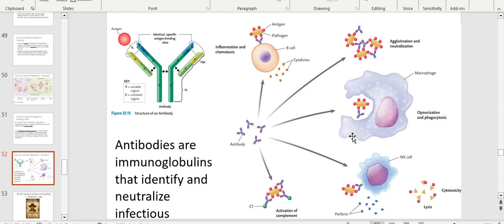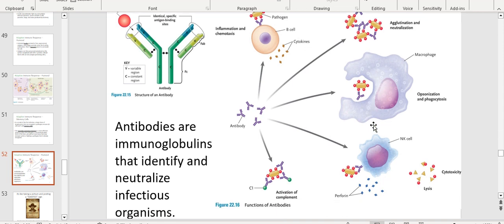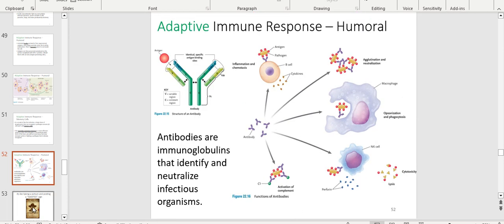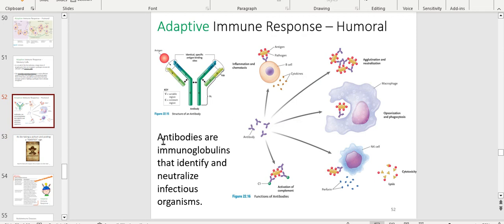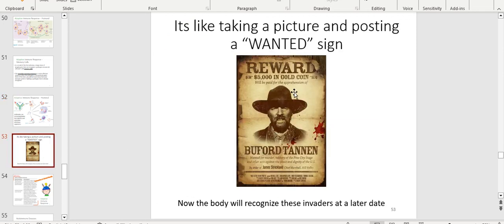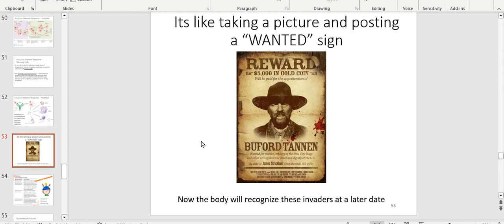You'll see here phagocytosis, and as well we've got cytotoxicity. There's your perforin, lysis, destroying the cell, activation, complement, and lots going on there. It's like taking a picture and posting a wanted sign, right? Now the body will recognize these invaders for a later date. Memory. It's got a picture of it, and it will remember that for the rest of your life.